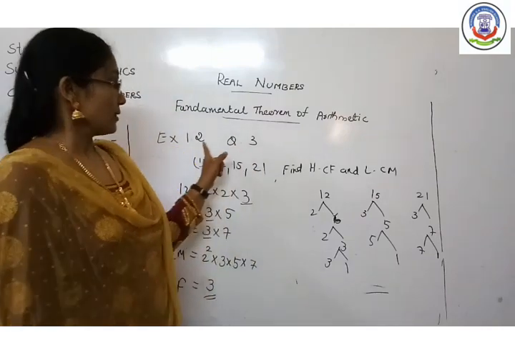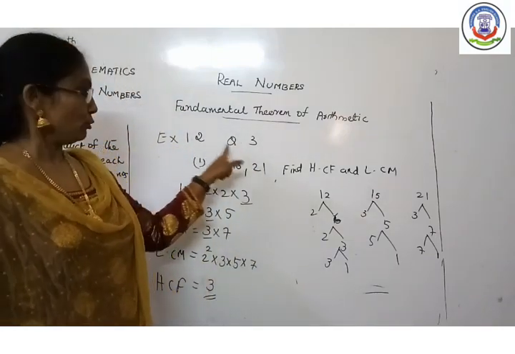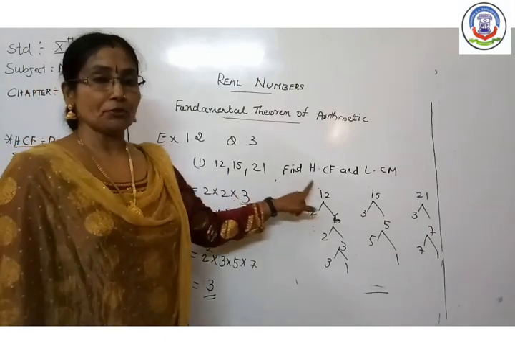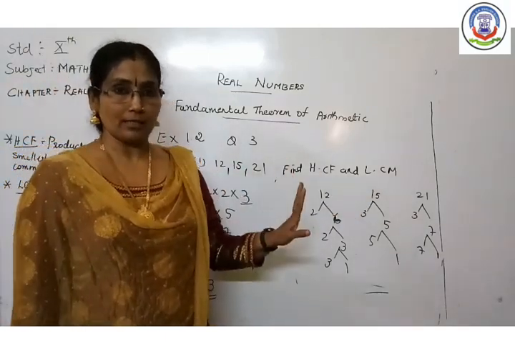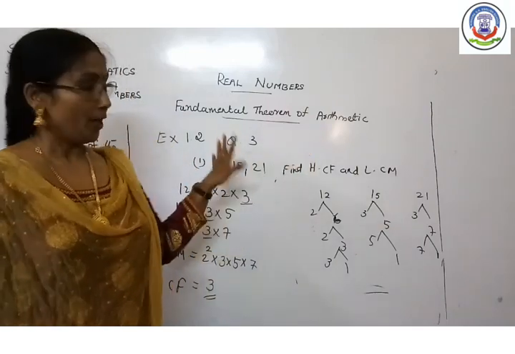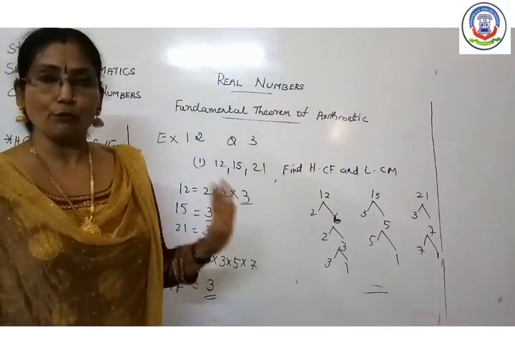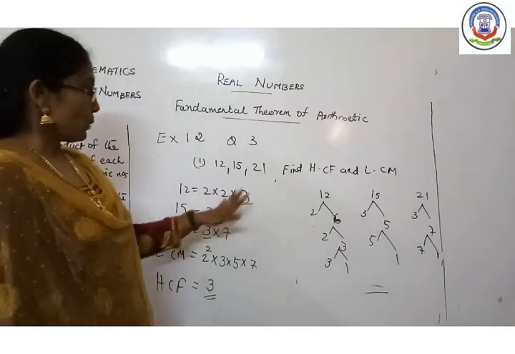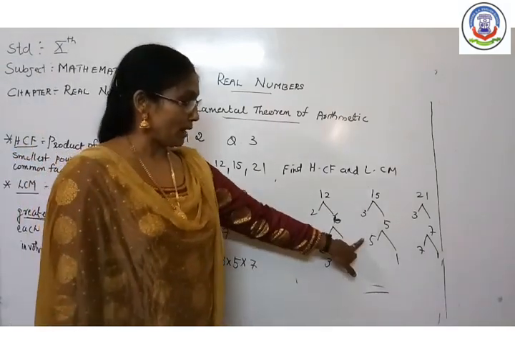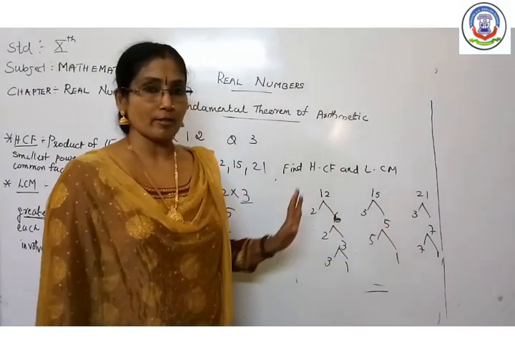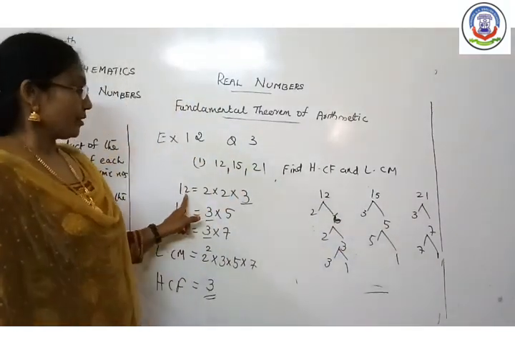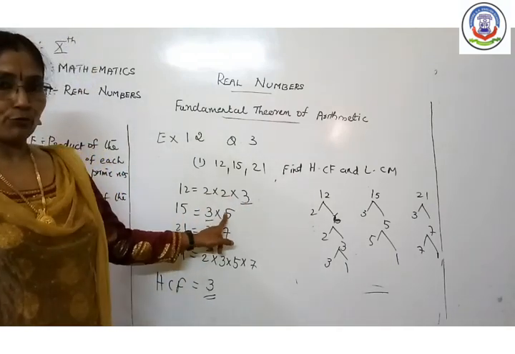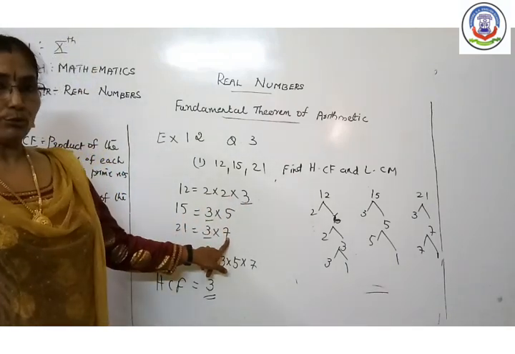Now look at this one. This was also Exercise 1.2, question number 3, sub-question 1. Here 3 numbers are given, and you have to find the HCF and LCM. The 2-number case is already explained. Now if 3 numbers are given, how can you find the HCF and LCM? By the prime factorization method. 12 you factorize this way, 15 this way, 21 also this way. Clear? Then I have written here that 12 is equal to 2 into 2 into 3, 15 is equal to 3 into 5, and 21 is equal to 3 into 7.